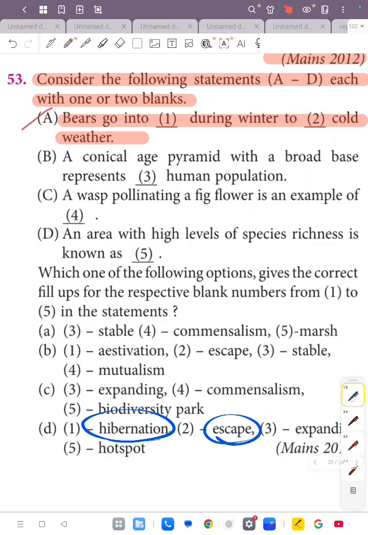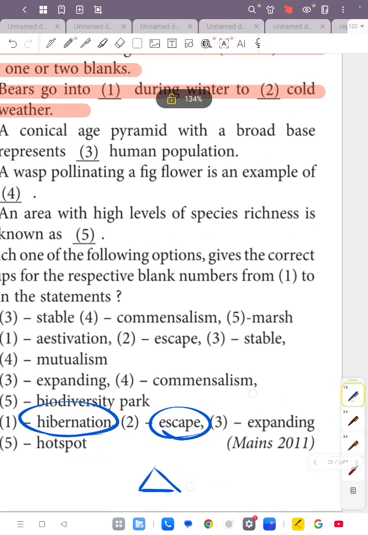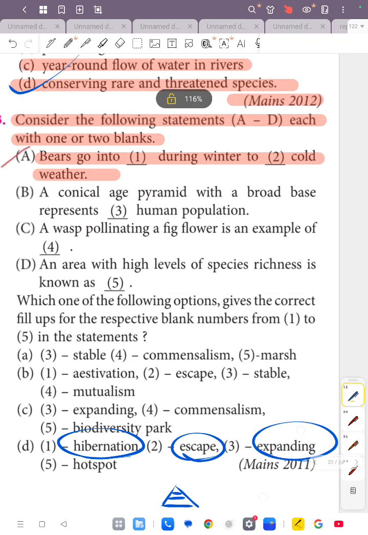And then B, we have a conical pyramid with a broad base. So a pyramid with a broader base represents dash human population. That actually represents, if you see, there are more individuals in the pre-reproductive age group compared to the reproductive and post-reproductive, we refer to it as the expanding human population. So expanding will come in 3.